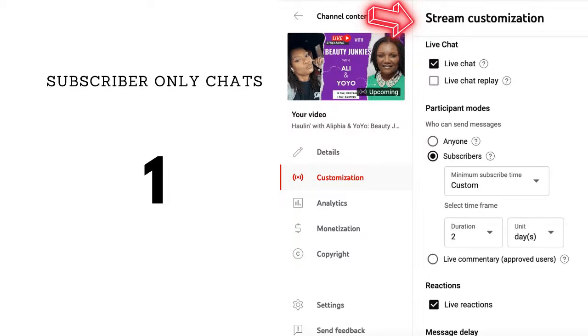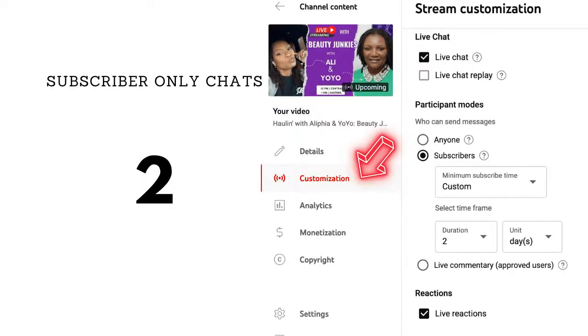Okay, and moving on to number two, the second thing you have to do is go over to where it says customization. I think that might be inverted, but anyway, you get the idea. I just did this 10 minutes ago. You see that if you forget the customization, flip over and you see where it says subscriber. You have the option for your participant modes to be either anyone or subscribers. Now, the default setting is, guess what? Anyone. The default setting is anyone, but you don't want that.